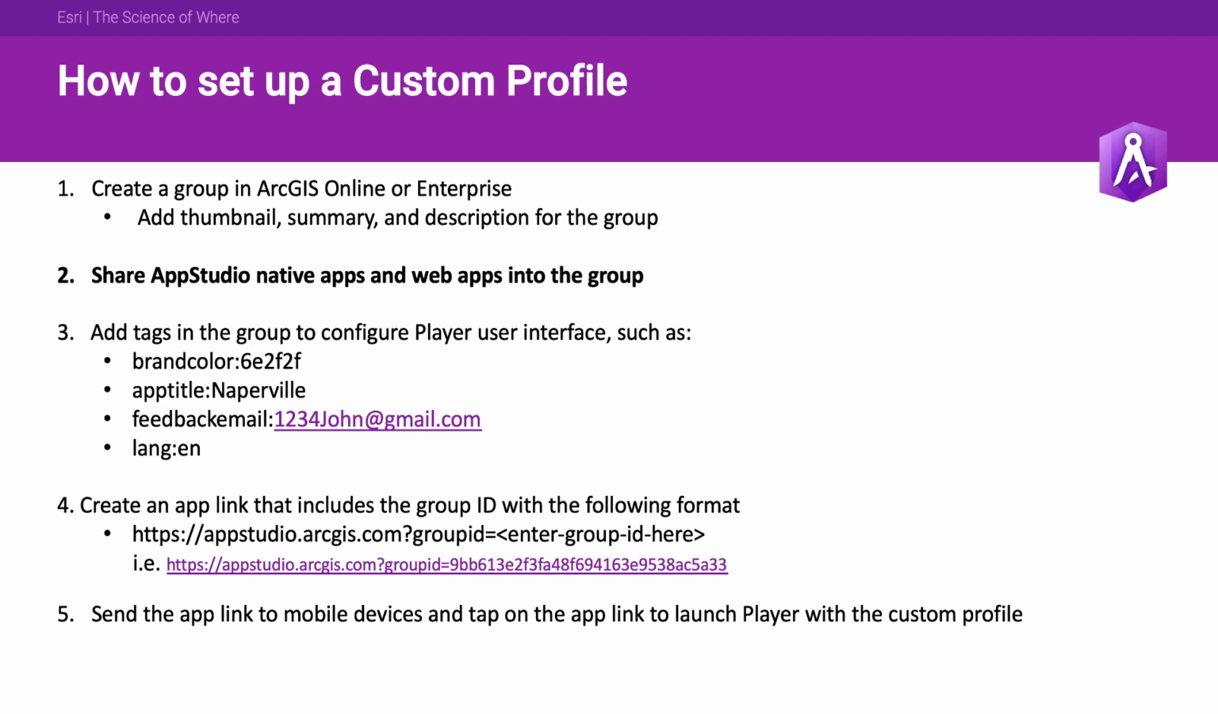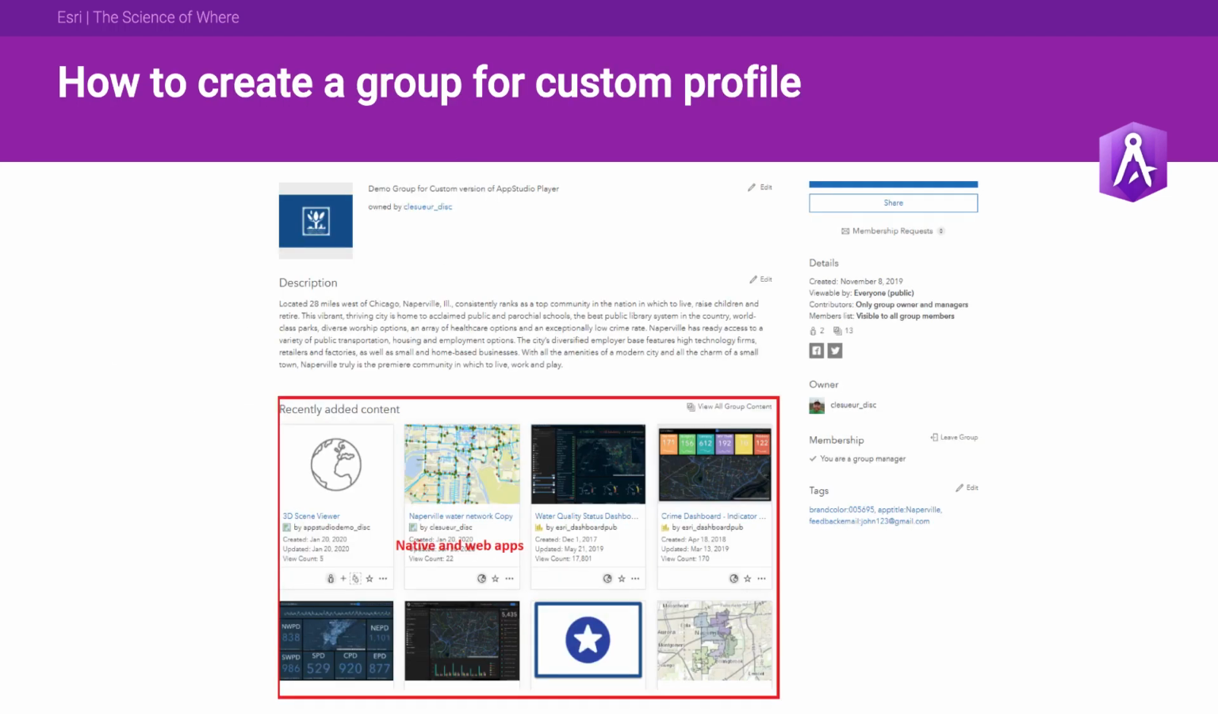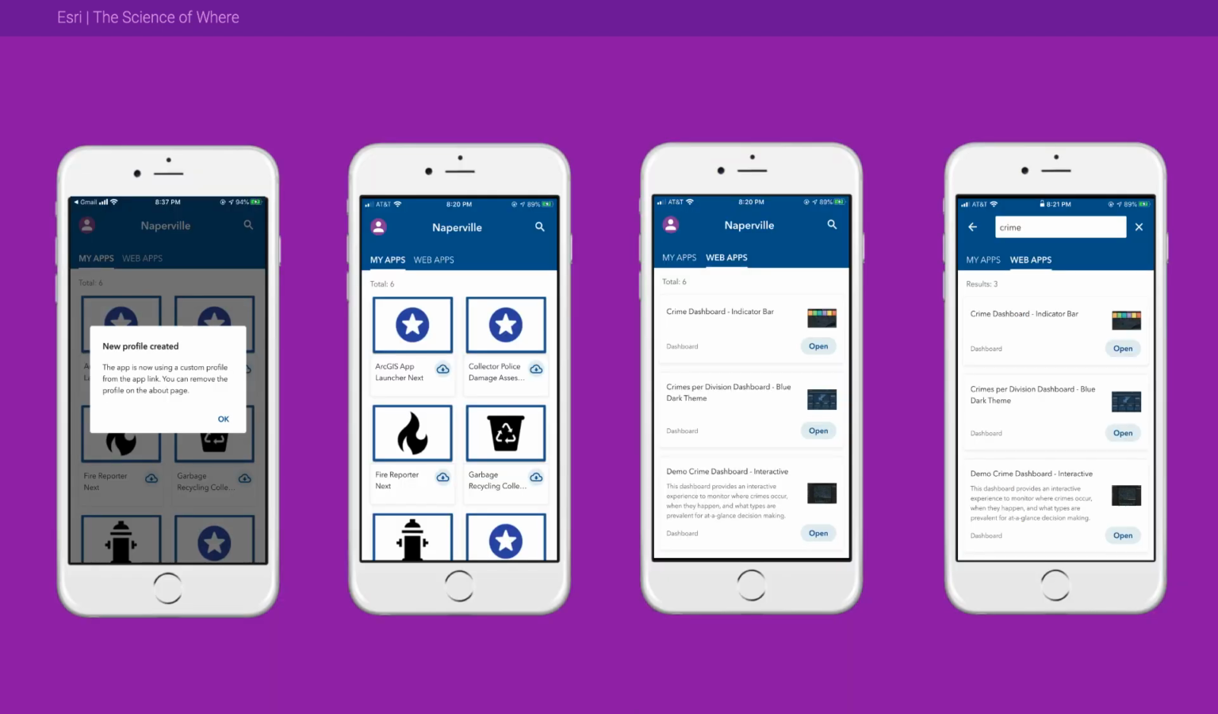Second step is to share AppStudio native apps and web apps into the group. Here I have several AppStudio native apps and web app shared within this group. And those AppStudio native apps and web app are displayed inside the custom profile of the group.